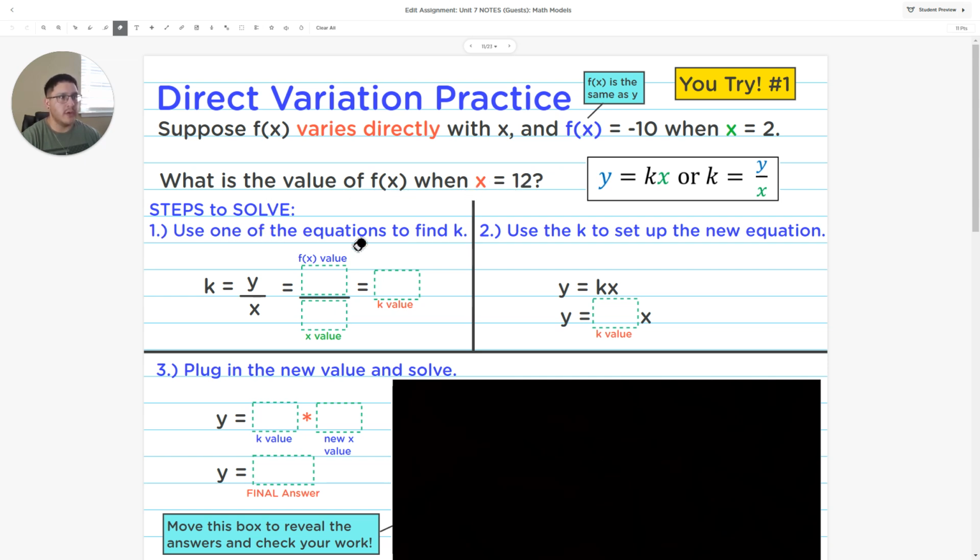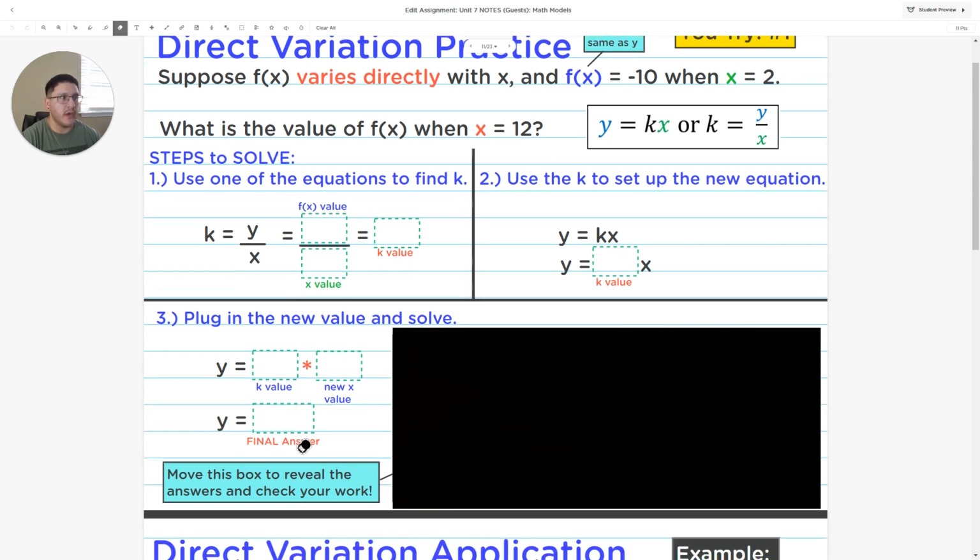So step 1, use one of the equations to find k. K equals y divided by x. Fill in the formula and find k. Use the k value to plug into the first equation, y equals kx, and find your new equation. Then plug in the x value from the last one and solve. So you're going to use the k value and the x value, multiply them together, and you will get your final answer, f of x, or y equals.